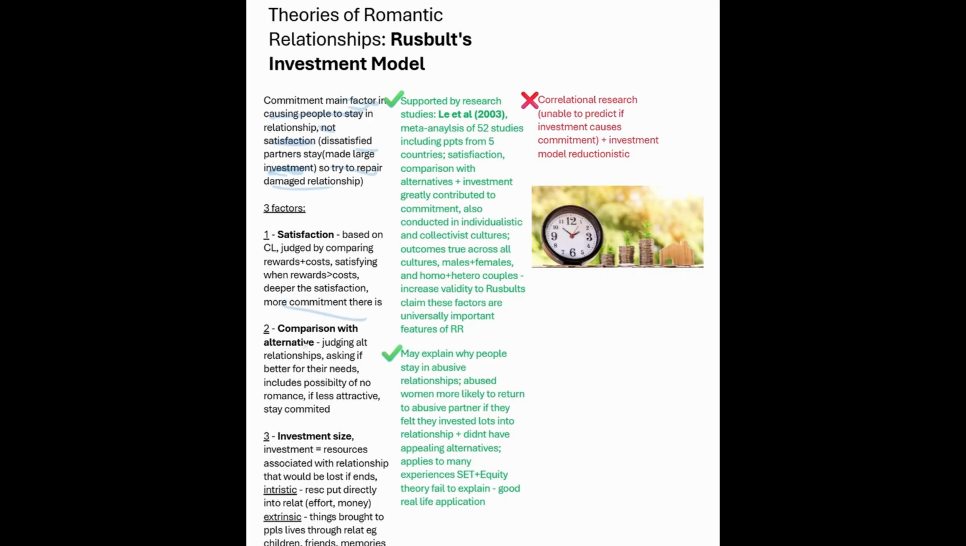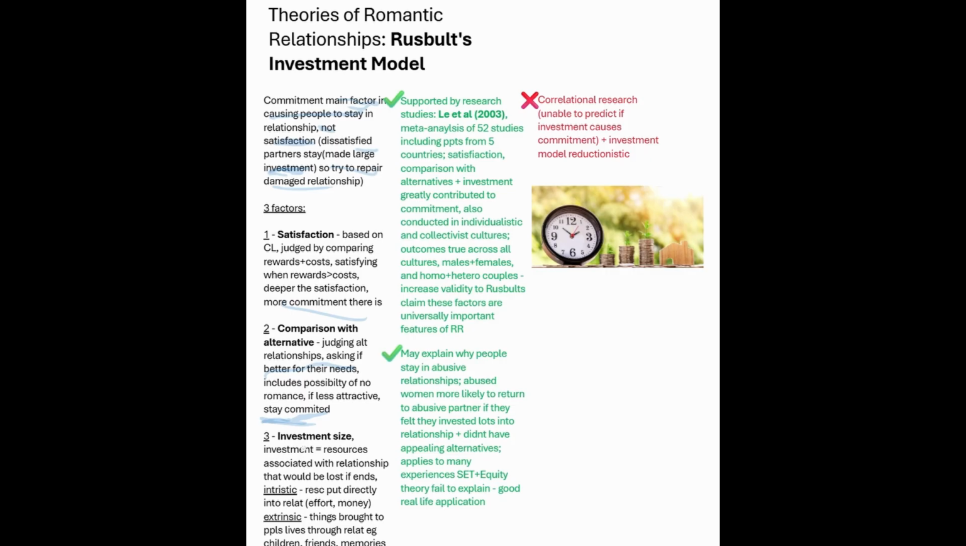Another reason for being more committed is comparison with the alternative. This is when people judge alternative relationships, and they ask themselves if the alternative relationship is better for their needs. This includes the possibility of no romance, however. So if you see somebody that has lots of money, you might consider them, even if you have no romantic feelings for them. But you might stay more committed to somebody if they're less attractive, but they're better for your needs.